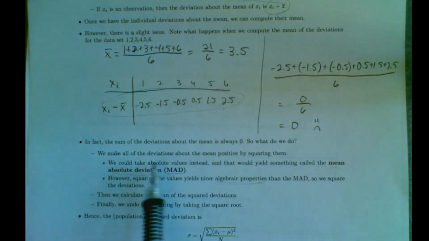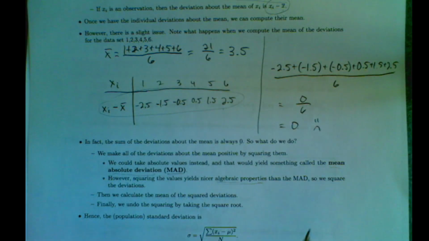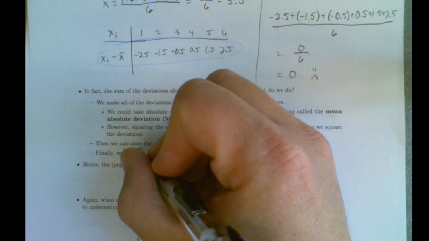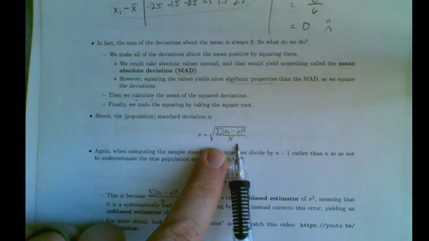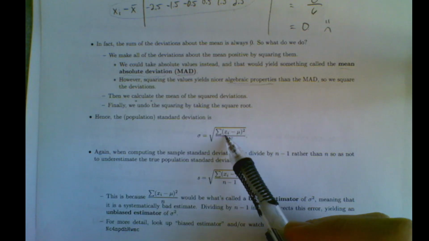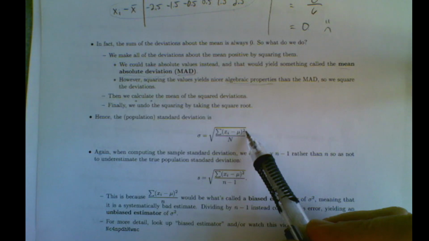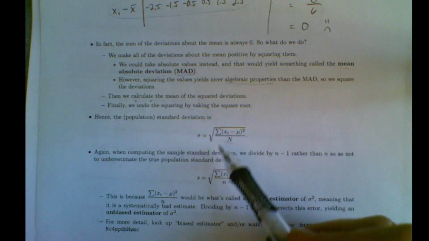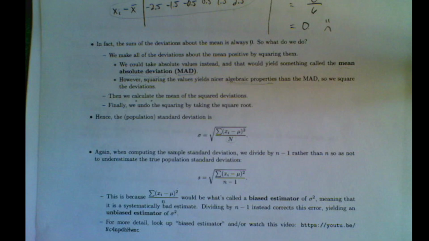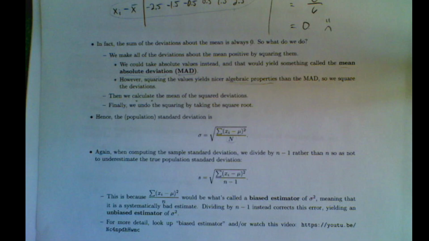So we'll make the values positive by squaring them, and then we'll calculate the mean of the squared deviations. And then finally, we'll sort of "undo" the squaring by taking the square root at the end. And that's why we get this for the population standard deviation. So let's break that down. We're finding the deviations about the mean, we're squaring them, and then we're finding the average of those squared values by adding them up and dividing by the number of values in the data set. Finally, we undo the squaring by taking the square root at the end, and that's how we end up with the formula for the standard deviation.